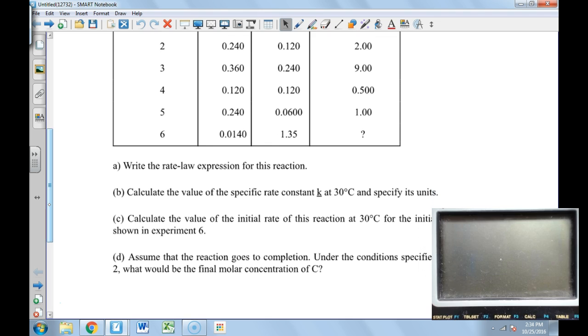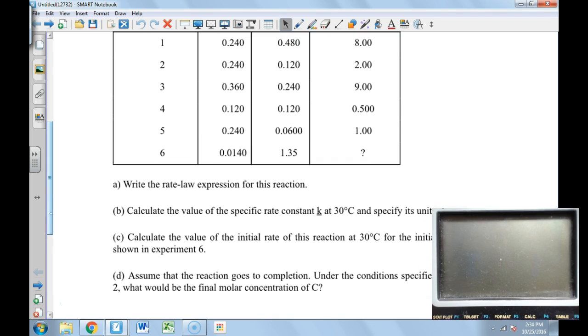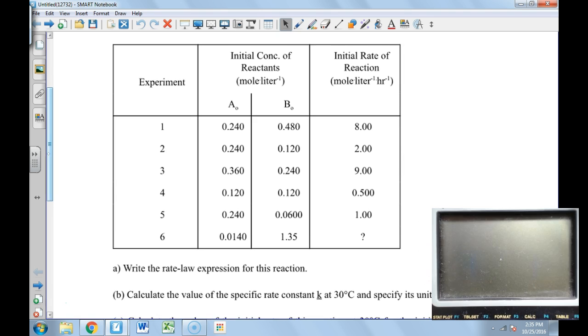Okay, so now the question is, write the rate law for this expression. In order to write the rate law, we have to figure out what the values are for the order. And so when we do that, we're going to find two that are the same so that we can find this. So we're going to compare R1 to R2.